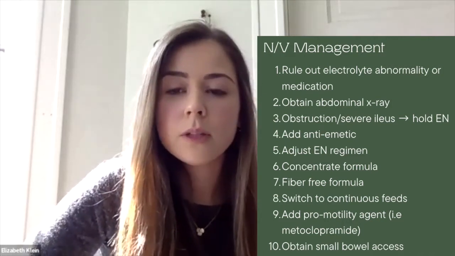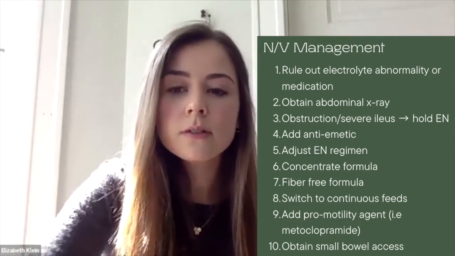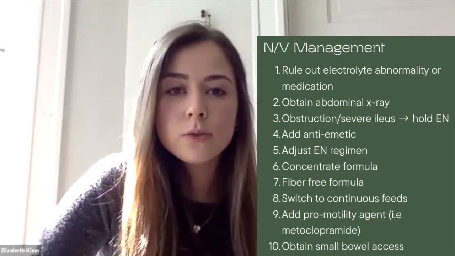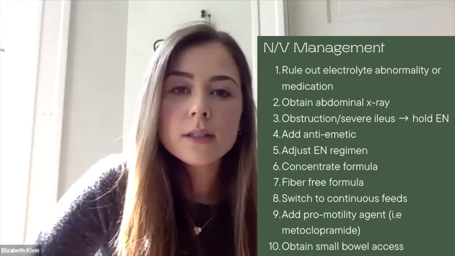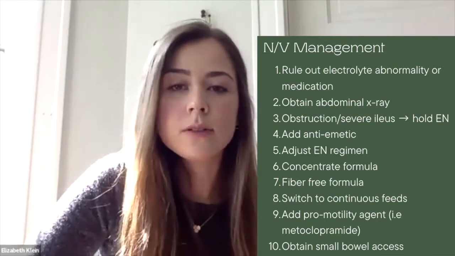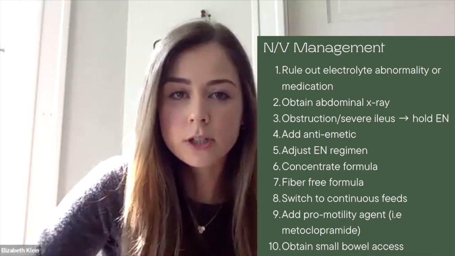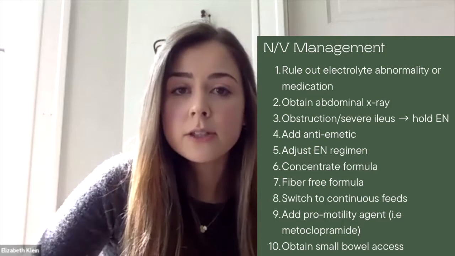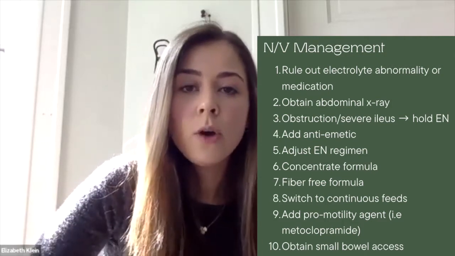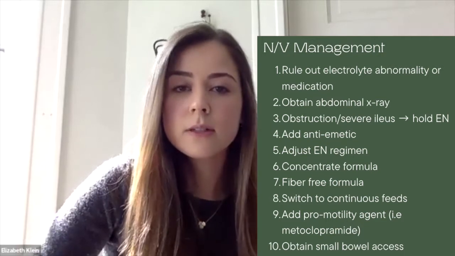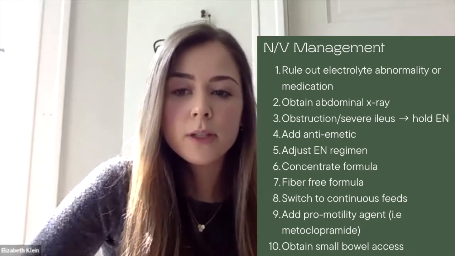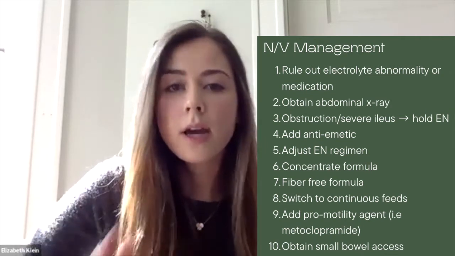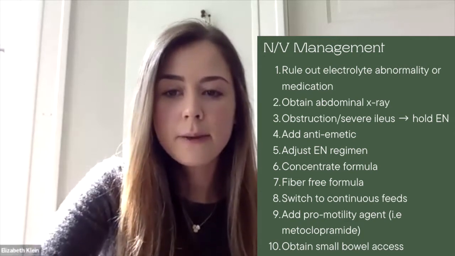Let's say their labs look great, no concerns. Next, you would want to get an abdominal x-ray just to rule out any ileus or obstruction, which suggests that the GI tract's just not functioning as it should at this time. Now, if the x-ray comes back and the patient does have an ileus or an obstruction, we would want to hold the tube feeds until the patient starts having bowel movements or receives some kind of intervention for their obstruction and they have a regular functioning GI tract again.